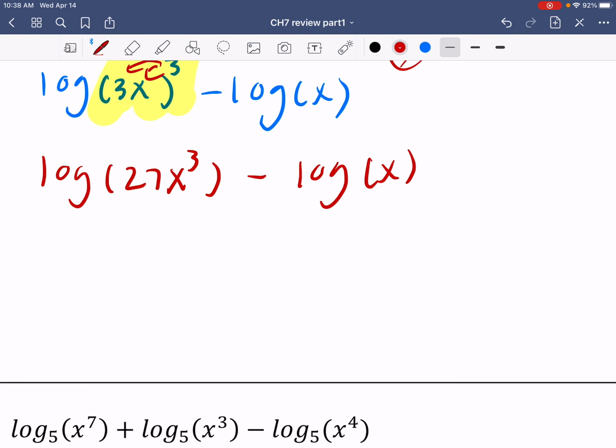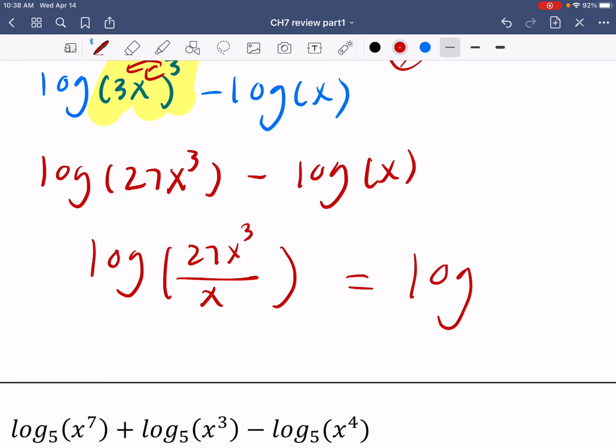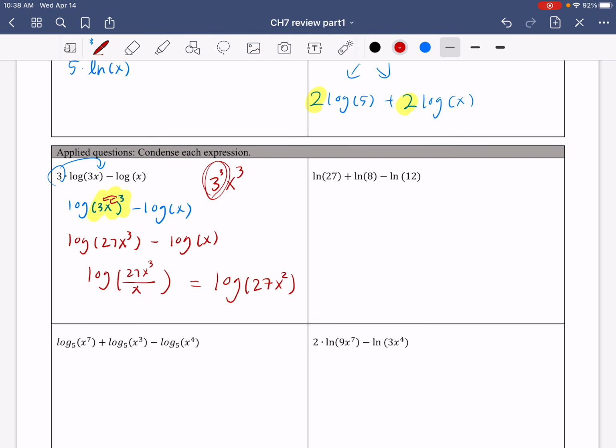Now, it's minus, so we're going to divide. 27x cubed divided by x. And this one is very simple. It's the same as 27x squared, right? Yep, that's it. Now try this question by yourself.